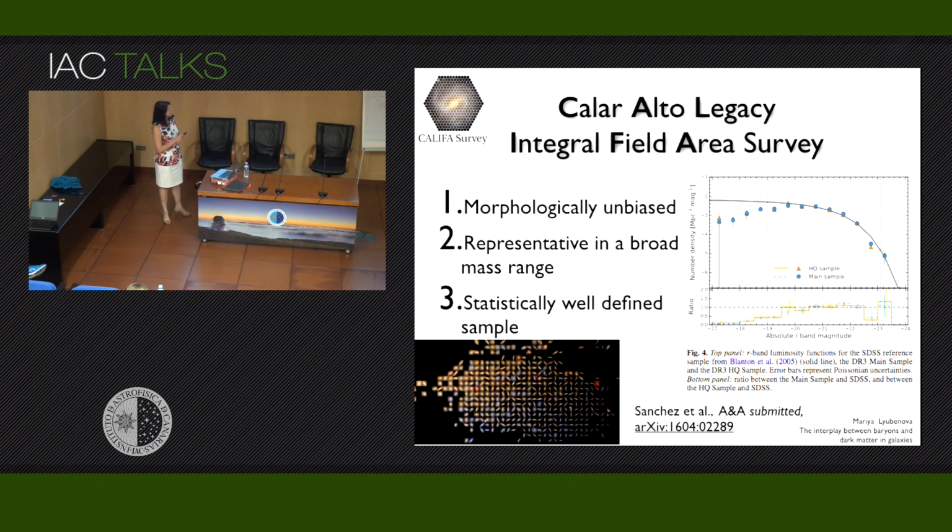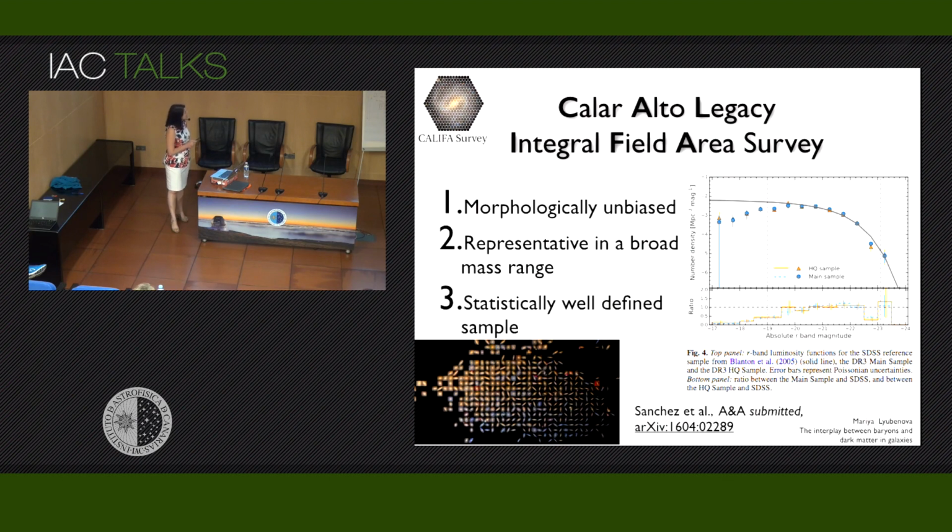The second thing is that it is representative in a broad mass range. Here you can see our luminosity function, and the vertical dashed lines indicate our completeness limits, from -19 to -23 in absolute R band magnitude, and in stellar masses this corresponds to log of stellar mass 9.4 to 11.4. And the third thing is that it is a statistically well-defined sample.